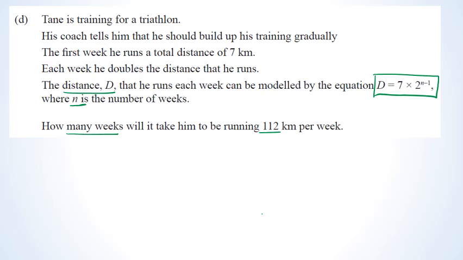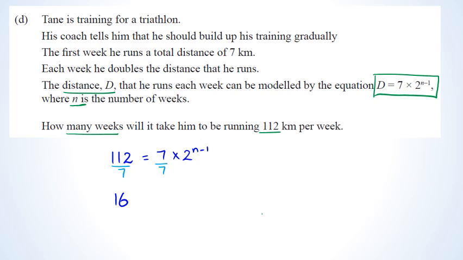So what we can do then is we can write this as 112 equals 7 times 2n minus 1. So the first step is obviously dividing both sides by 7, because I want to get rid of that 7. So 112 divided by 7 is 16.